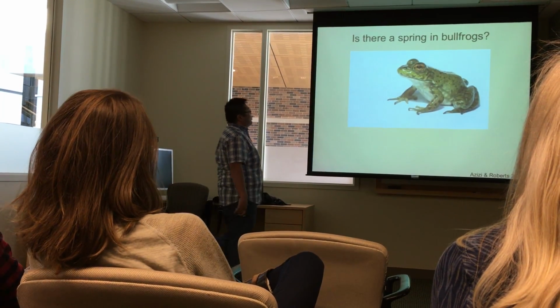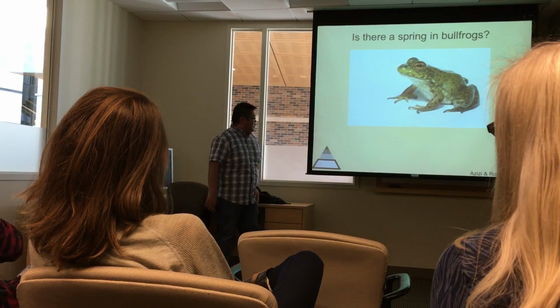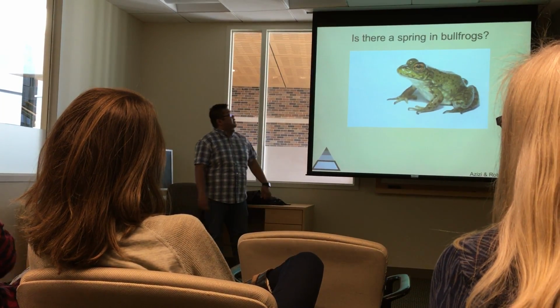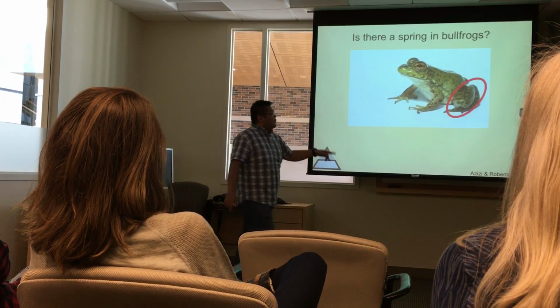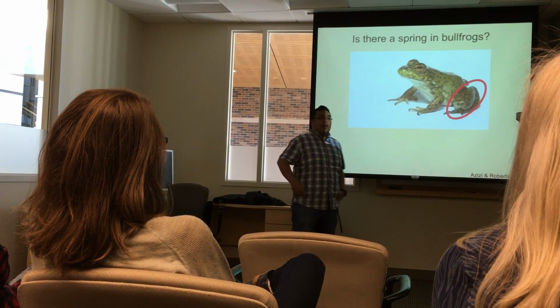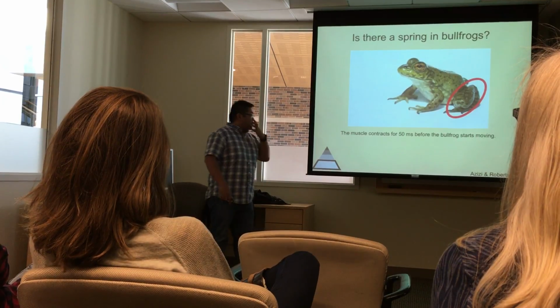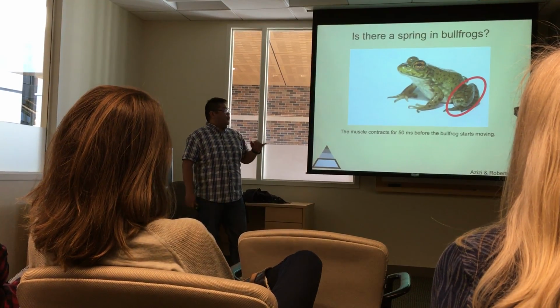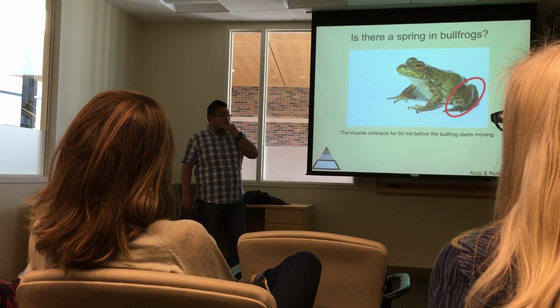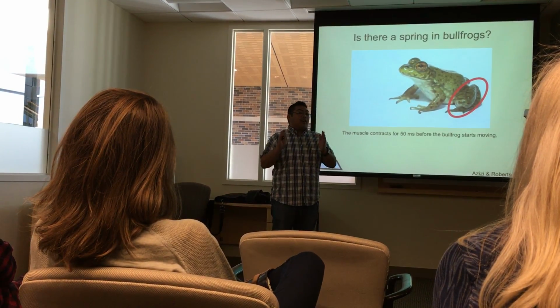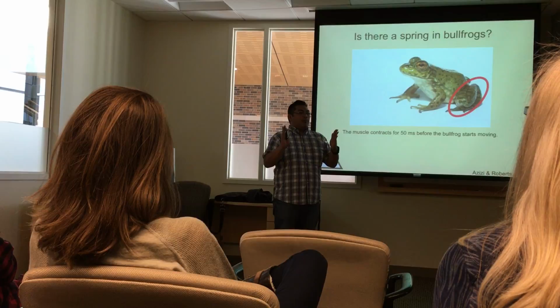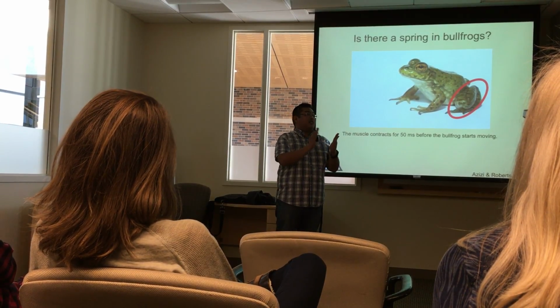Right, so then we'll start off going up the triangle again. Start here, very foundational, very basic. Is there a spring in a bullfrog? What this study found was that if you look at the hind limbs, at the muscle itself, the muscle contracts for 50 milliseconds before the bullfrog starts moving, right? So think about this for a second. The muscle's contracting, the frog is not moving, so the muscle contraction has to be stretching something.